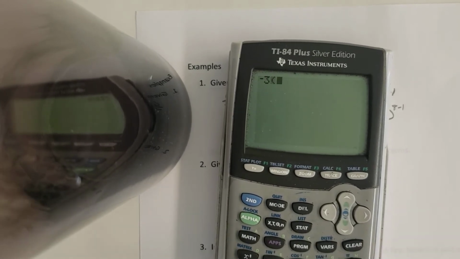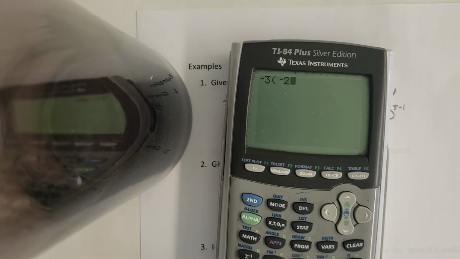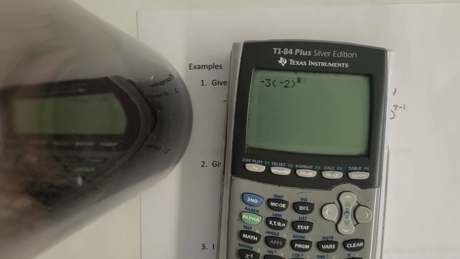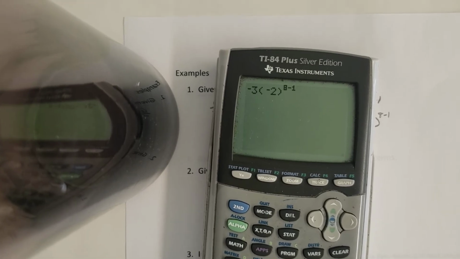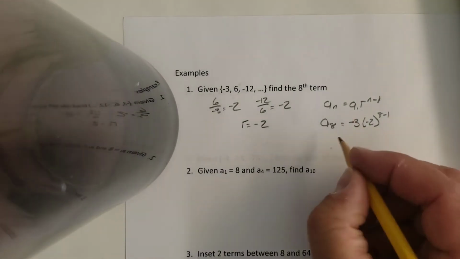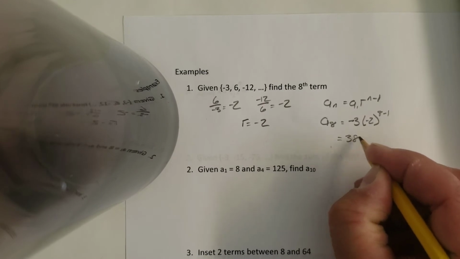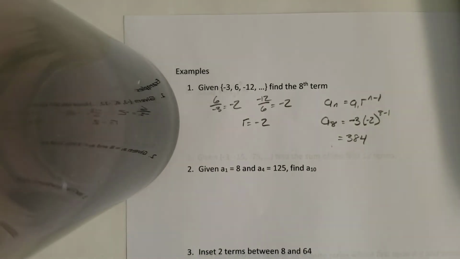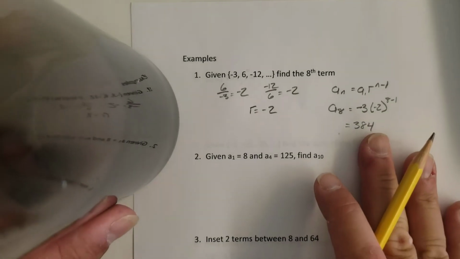-3 times. Now, when you have a negative number to a power, make sure you are putting that in parentheses, or you will get a wrong answer, you'll get a wrong sign. Okay, you put that in and what do you get? 384. Perfect. Very simple.